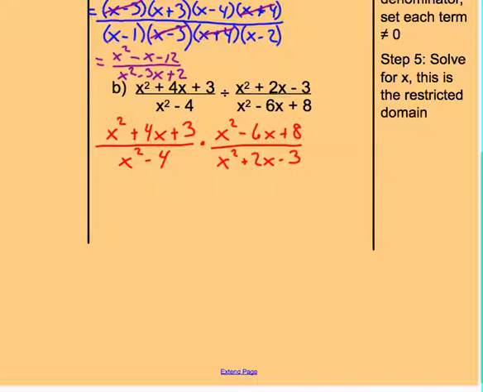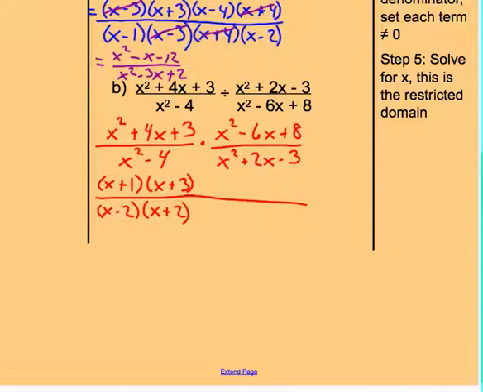Our first numerator is t-chart, what multiplies to 3 and adds to 4. Our first denominator is difference of squares. Second numerator is t-chart again, what multiplies to 8 and adds to -6. And our second denominator is also t-chart. This time we're multiplying to a -3, adding to a +2. I don't see anything that can continue to be factored, so we're going to start canceling.